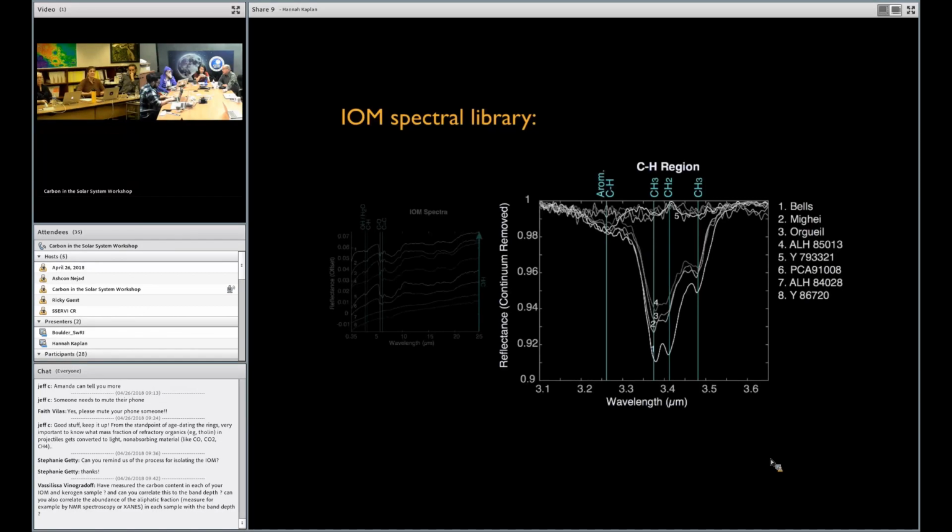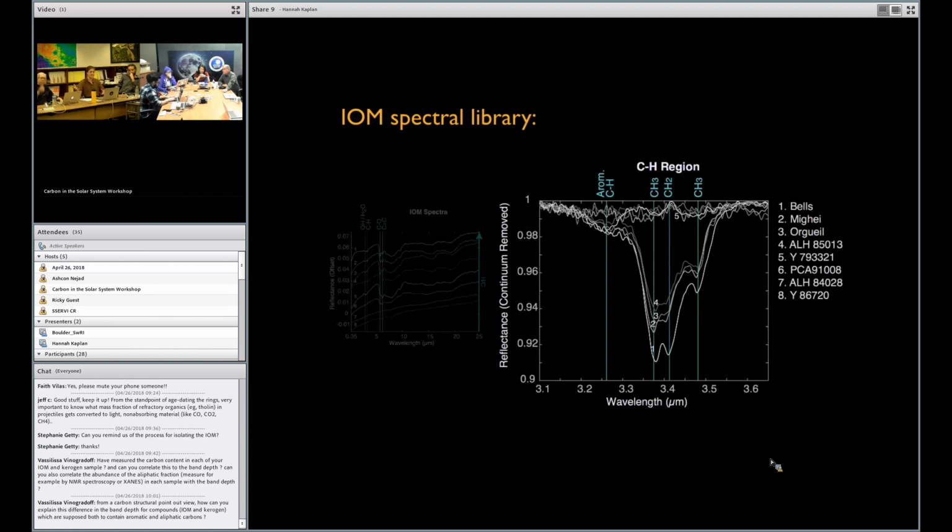Sorry? These are the pure organic. My argument is that when you move to the meteorite spectra, the bulk meteorites, you don't see the 3.28. But in here, I would say you definitely see the 3.28, because these are pure organic spectra. Okay, well, that's fine with me.